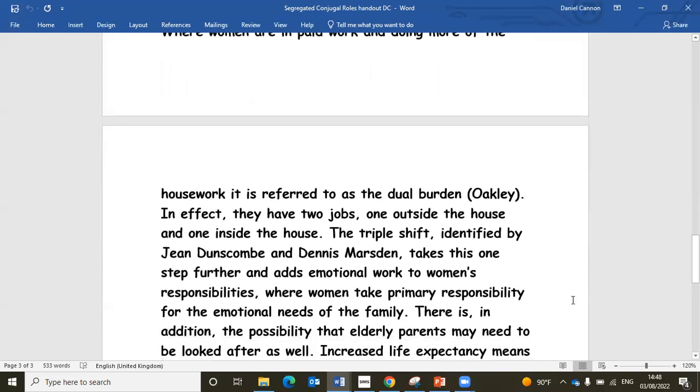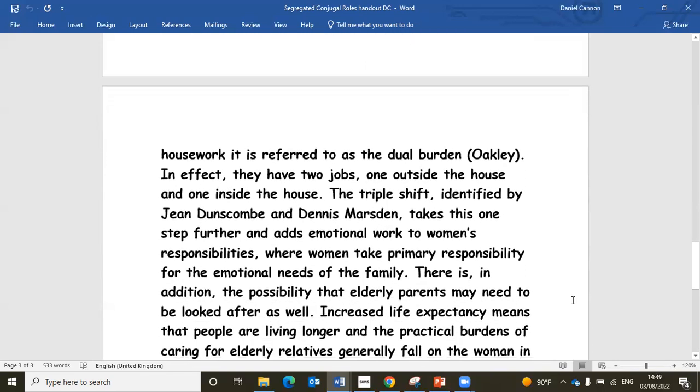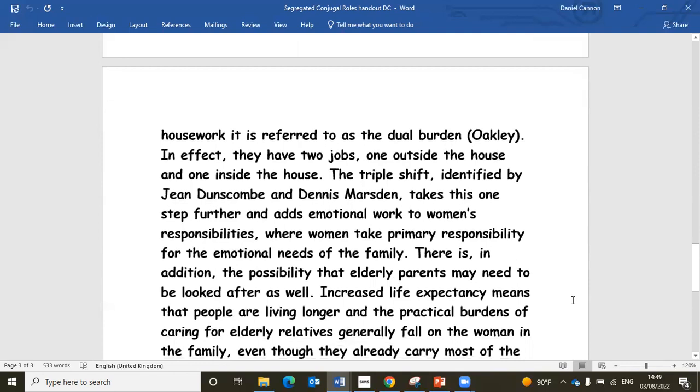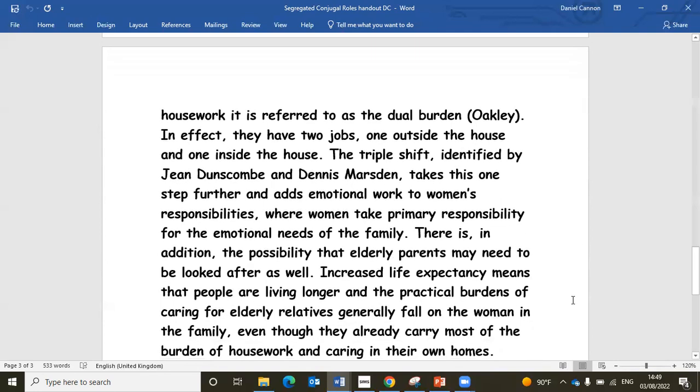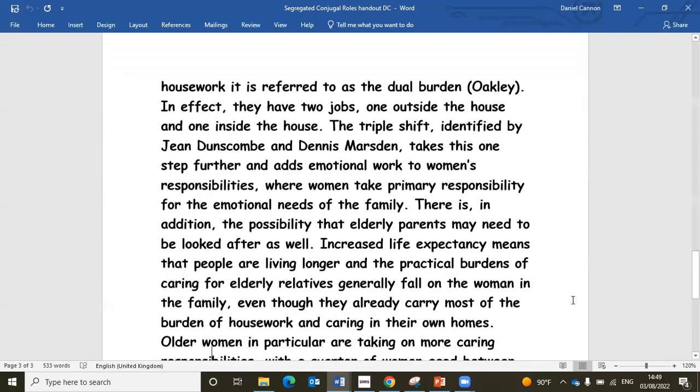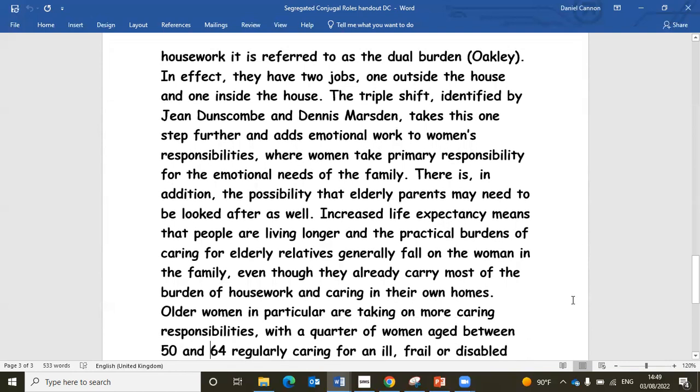In effect, they have two jobs, one outside the house and one inside the house. The triple shift identified by Dunscombe and Marsden takes this one step further and adds emotional work to women's responsibility, where women take primary responsibility for the emotional needs of the family. There is, in addition, the possibility that elderly parents may need to be looked after as well.